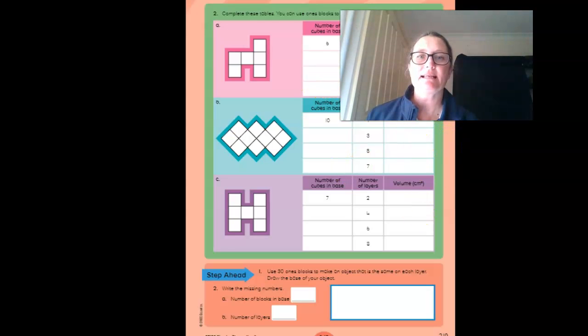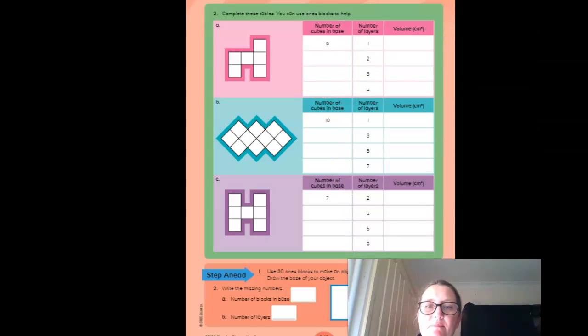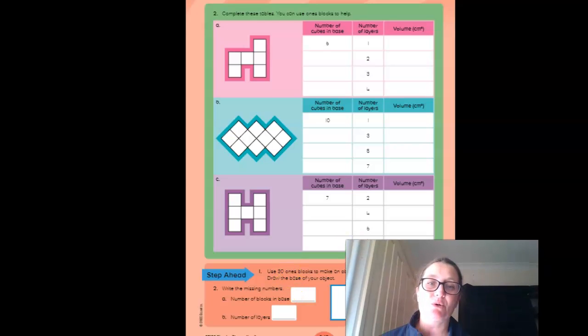Take your time, take care with your calculations, making sure that you are remembering your multiplication facts correctly, and please have a go at this. Let me know if you have any problems with this. Please send me a message or email or Dojo or Teams, whatever. You know, there's lots of ways you can contact me and I really want to help you out. Let me know if you didn't get any blocks in your pack, but they should all be there.